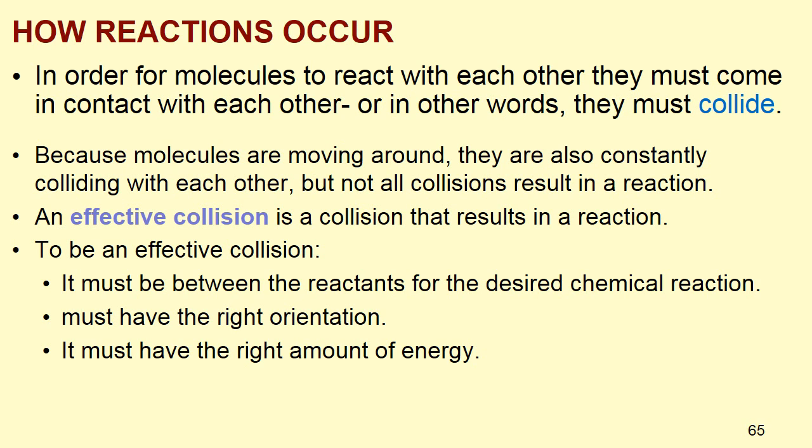So in order to have a reaction, we have to have an effective collision, or a collision that does result in a reaction. So to be an effective collision, first of all, the molecules that collide have to be the correct reactants. The correct reactants have to collide with each other. They also have to have the right orientation, and they must have the right amount of energy. So let's look at all of those.